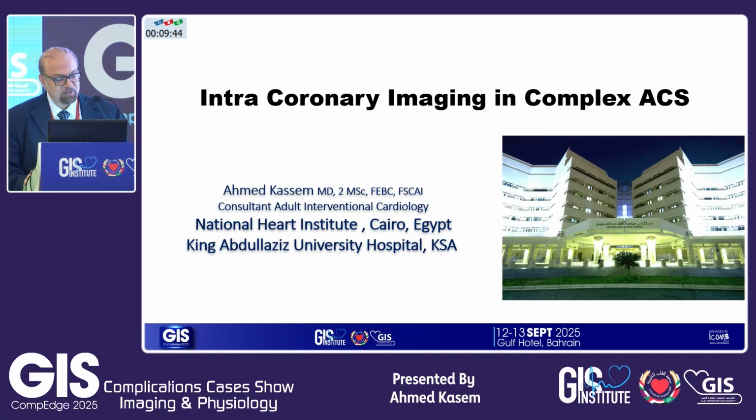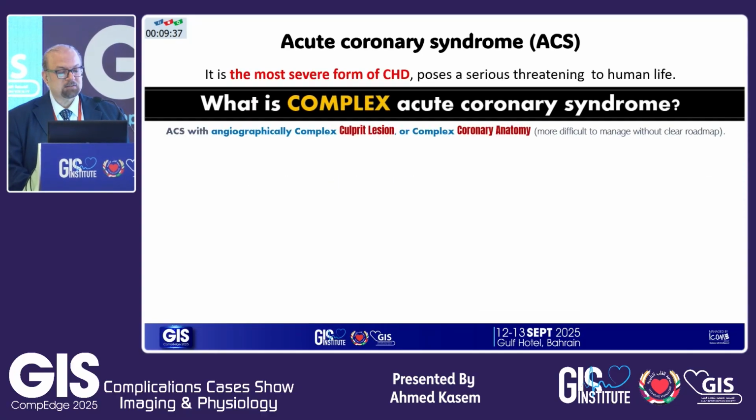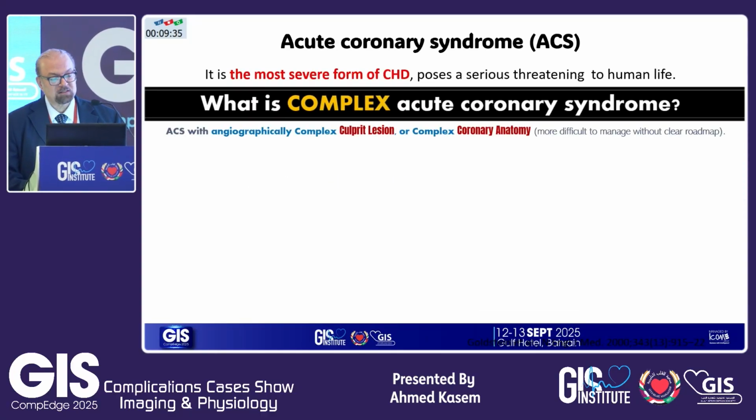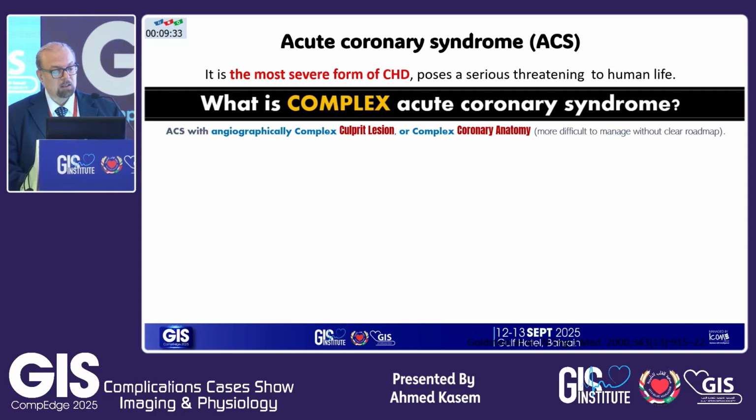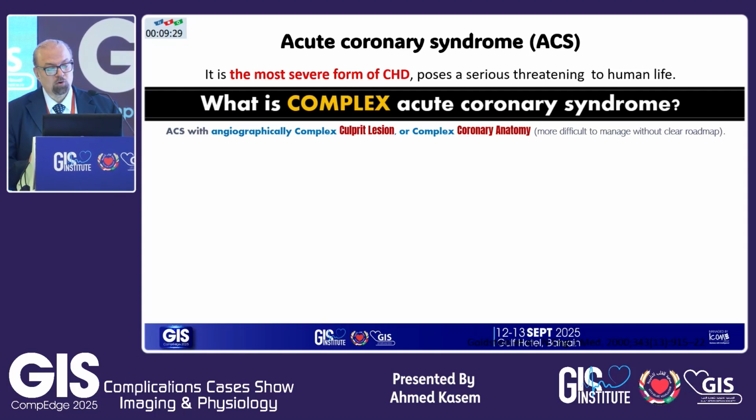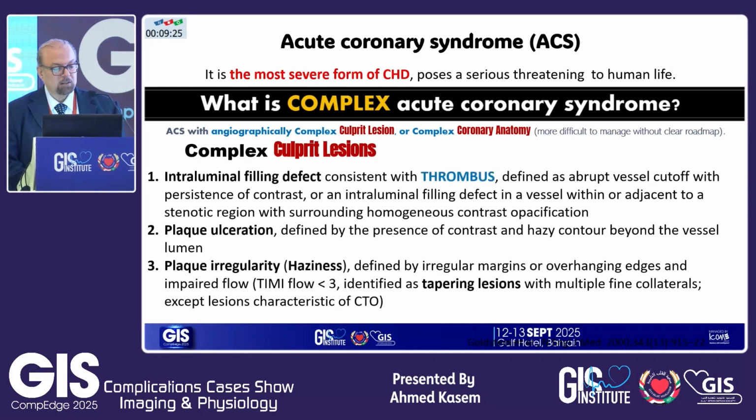It's my pleasure to share this case, intra-coronary imaging in complex acute coronary syndrome. The question actually, what is complex acute coronary syndrome? Acute coronary syndrome and angiographically complex culprit lesion or complex coronary anatomy. Complex culprit lesion: intraluminal filling defect, black ulceration, black irregularities or haziness.